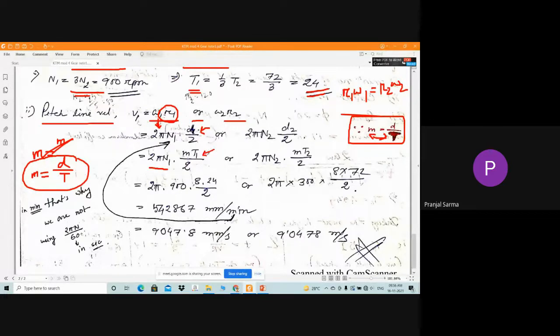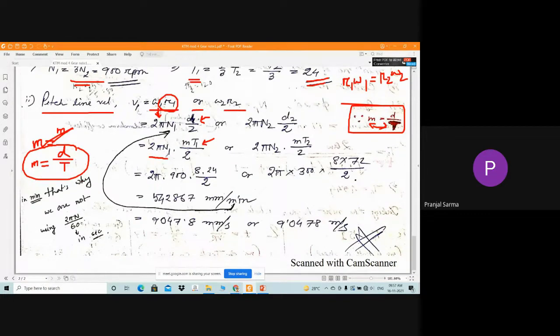Right now here t becomes t1. Other points are already given. N1 I know, t1 I know. We are just substituting the values and we'll get the answer. Now you might be wondering why it is in terms of millimeter per minute. Module is in millimeter. Because here while using omega we have not divided by 60. If you directly divide it by 60, then in terms of millimeter per second you will get 2 pi n by 60. So ultimately the answer is 9.04 meter per second. That is the pitch line velocity.